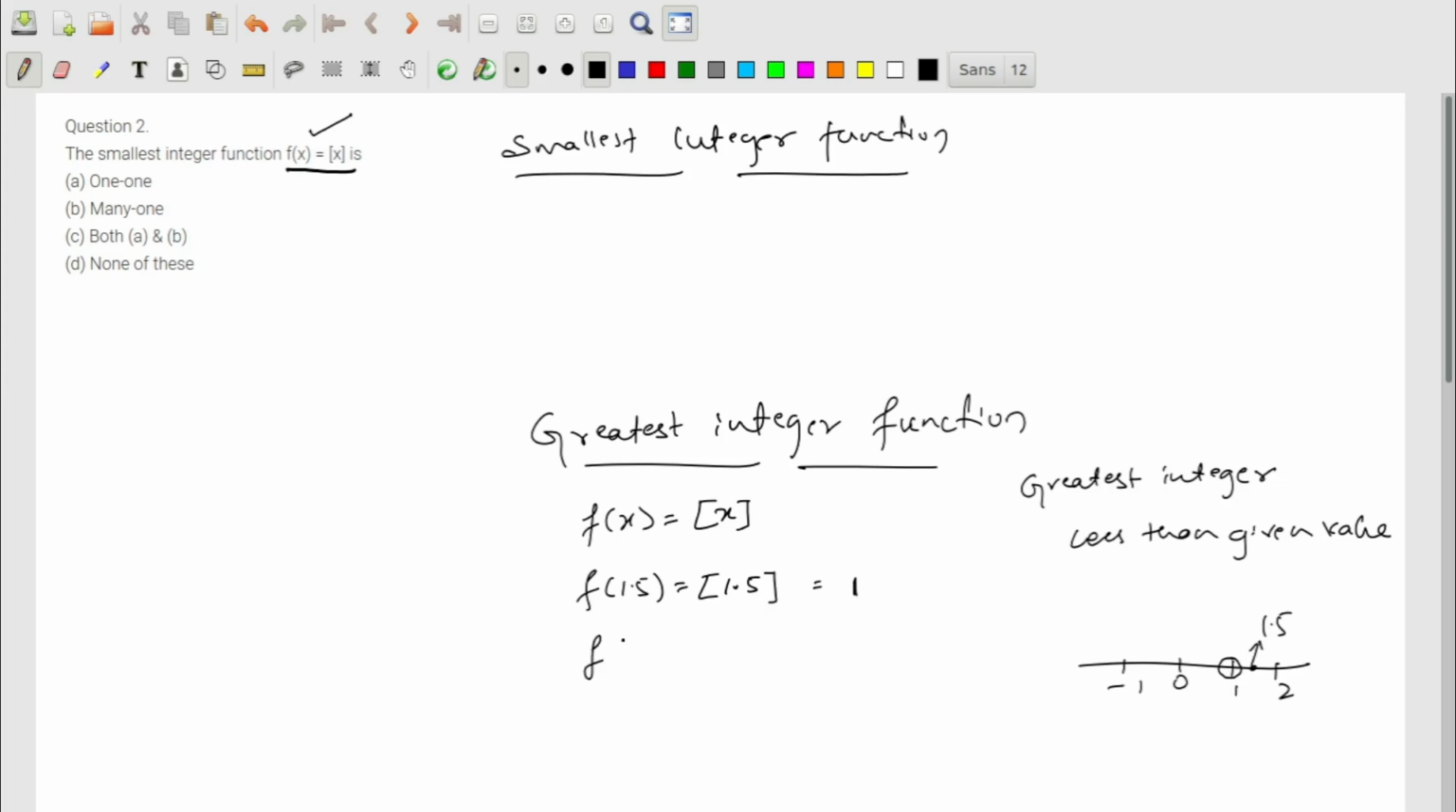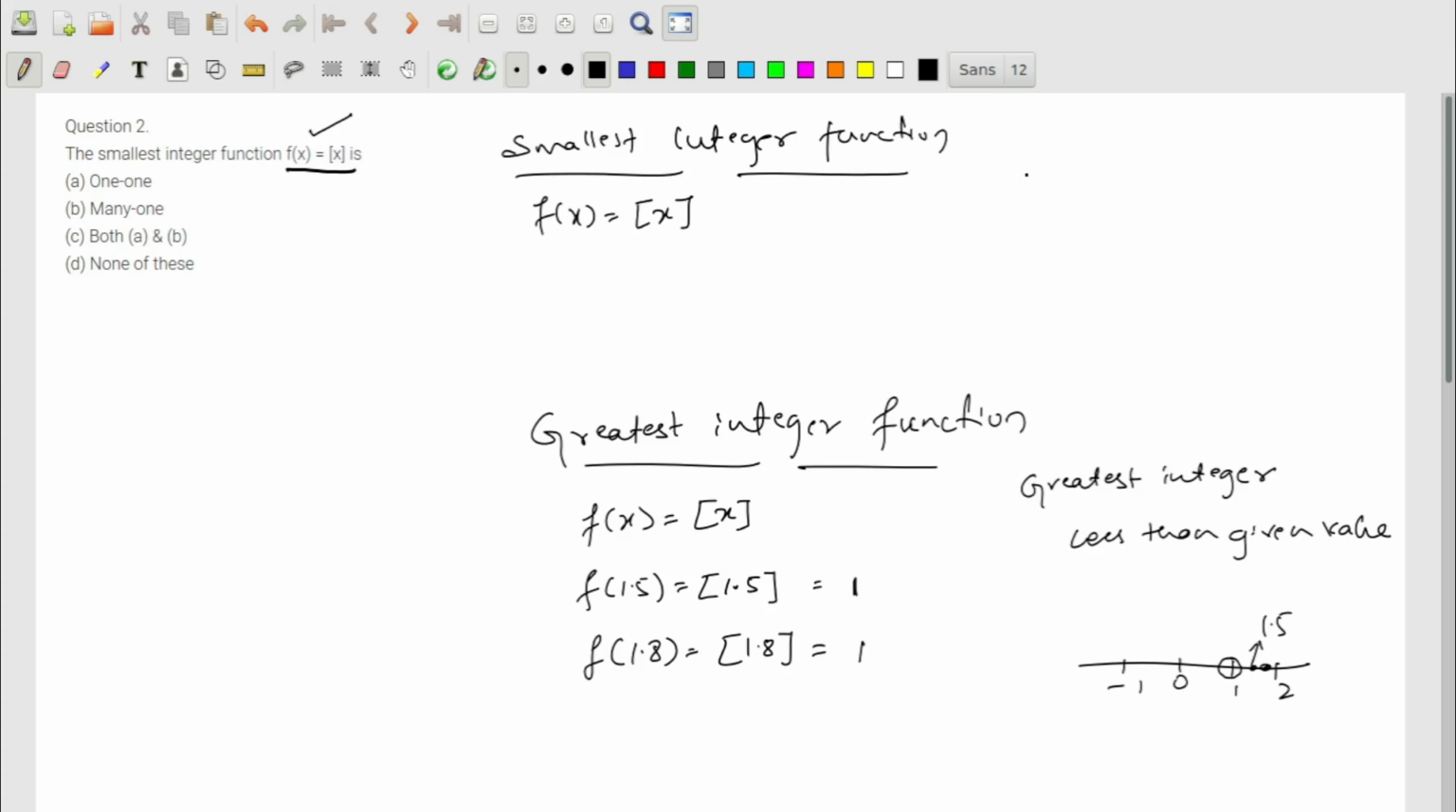So if I take f of 1.8, again the greatest integer less than 1.8. If you take 1.8 here, still the integer less than 1.8 is 1, right? So this is your greatest integer function. Now what is the smallest integer function? Again the representation of both the functions is the same. This is the smallest integer function.